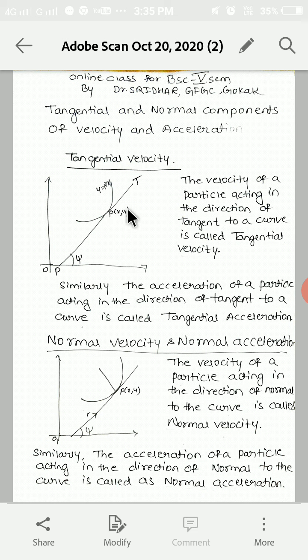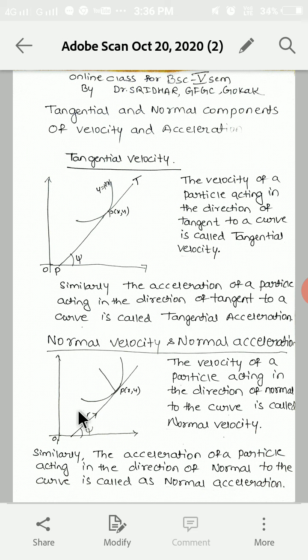Now, tangential velocity means what? It is the velocity of a particle along the direction of the tangent. It is called tangential velocity. Similarly, we define the tangential acceleration. That is the acceleration of a particle along the tangent to a given curve. It is called tangential acceleration.